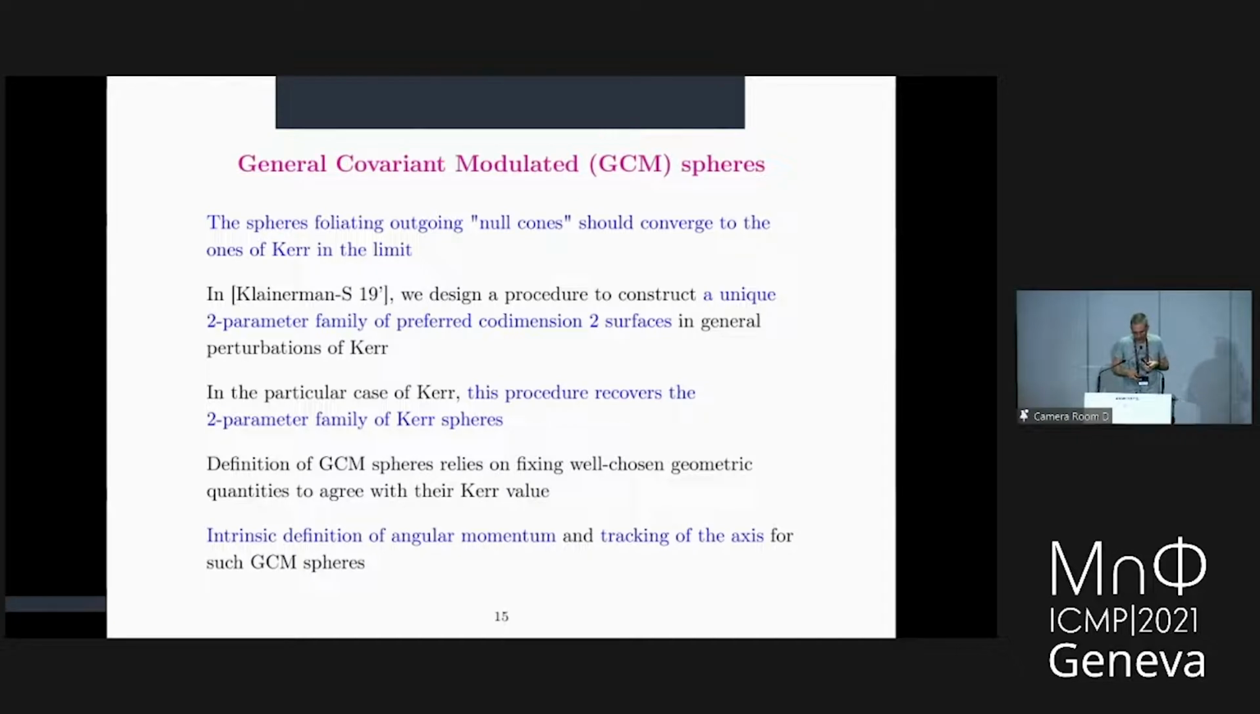Okay, so these spheres foliating these light cones should converge to the spheres, the preferred spheres of Kerr. What are these preferred spheres? These are simply the spheres of constant T and R in the coordinate system I gave. So they are special, I can recognize them, and that's what I want to converge to.